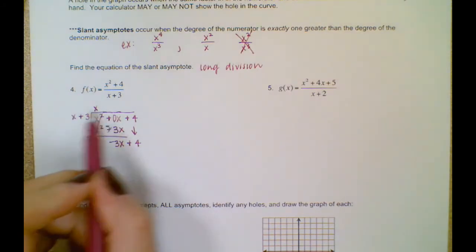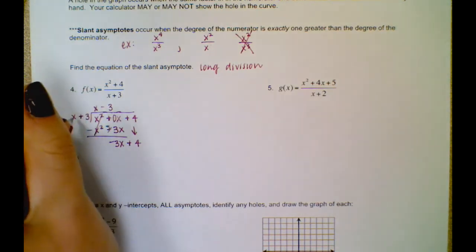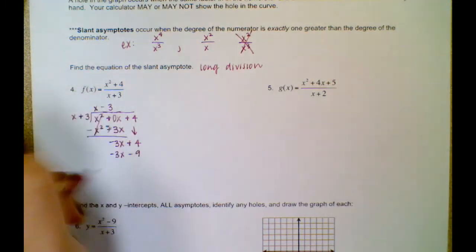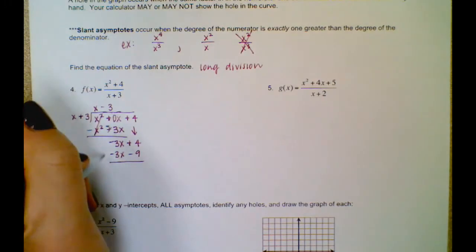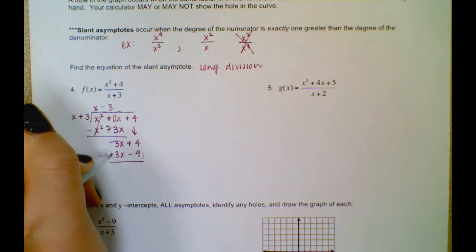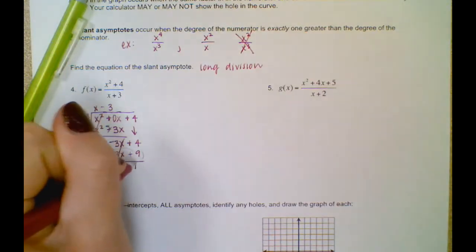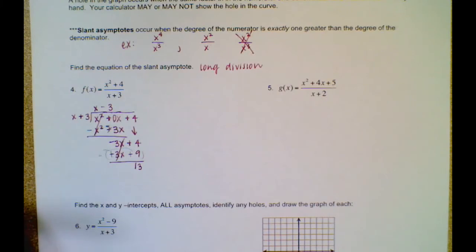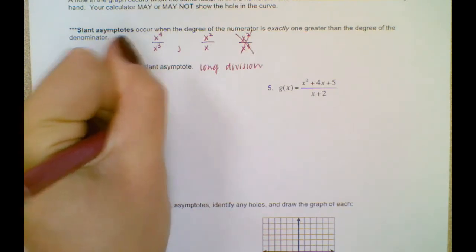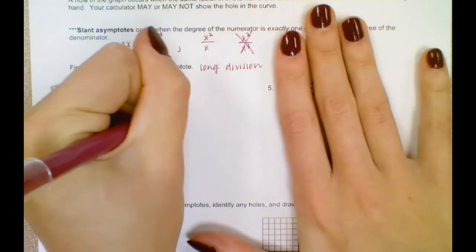Okay, now what times x will give me negative 3x? Negative 3. So x times negative 3 is negative 3x, and negative 3 times 3 is negative 9. Okay, and again, we're subtracting all of these terms here. Think of it like this. When I distribute that negative, this becomes a positive, and this becomes a positive as well. So these are gone, and I'm left with 4 plus 9 is 13. Okay, so my equation is what I get up here. That's my answer. y equals x minus, whoops, let's draw the minus sign. Okay, y equals x minus 3.